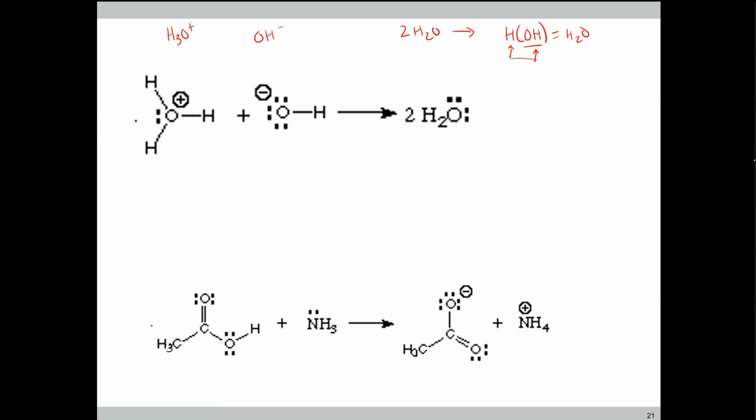So here what we're going to have to do is, if we're looking at this top equation, we know that we want to generate 2 water molecules out. And that means we have to add a proton to the compound on the right, and we have to remove a proton from the compound on the left. So how do we do that?